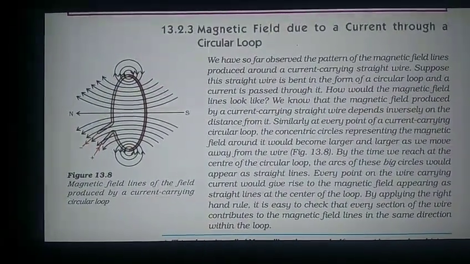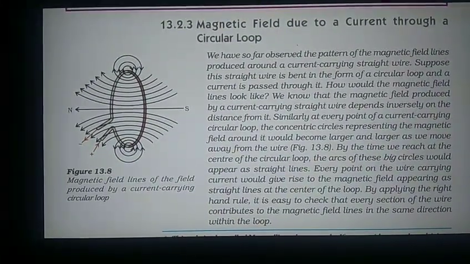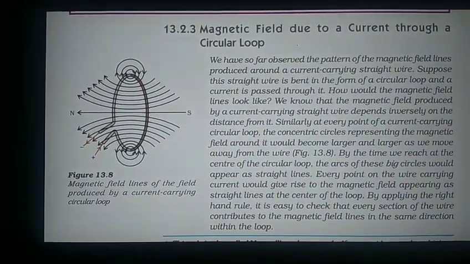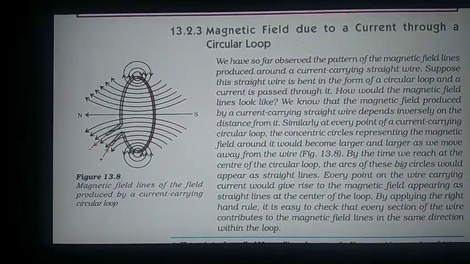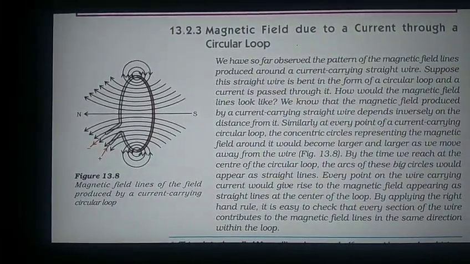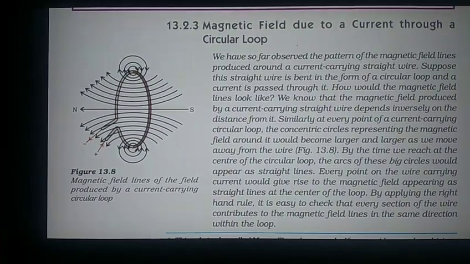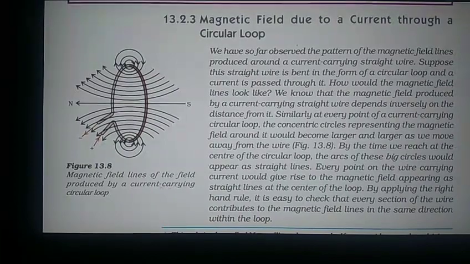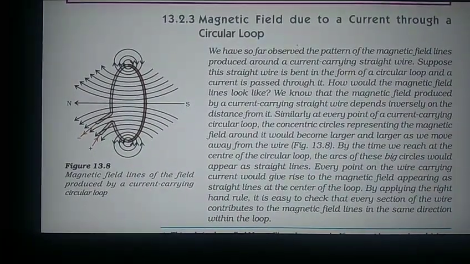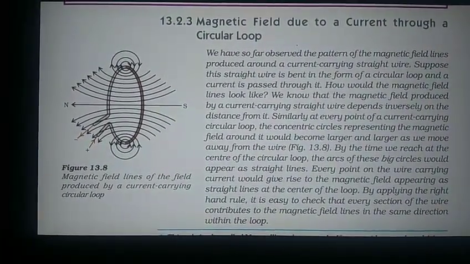See the next topic: magnetic field due to a current through a circular loop. Here, whenever a current passes through a wire, we form a circular loop. Then how is the magnetic field induced from here? The magnetic field lines are produced by a current carrying circular loop.